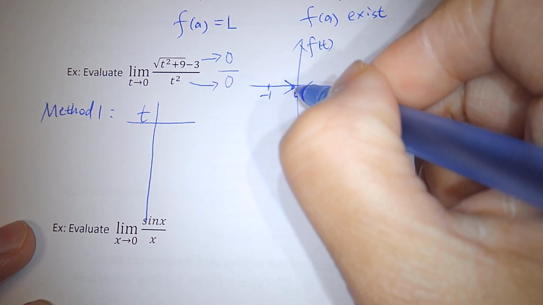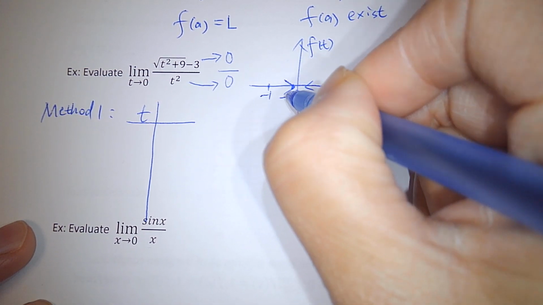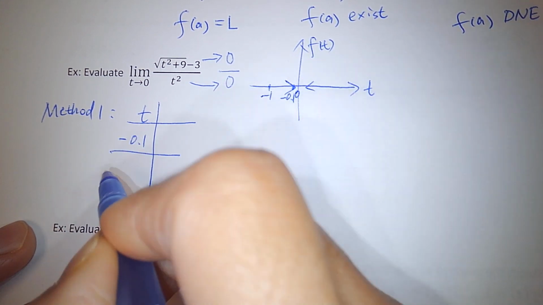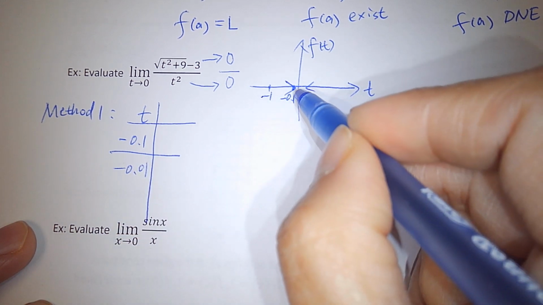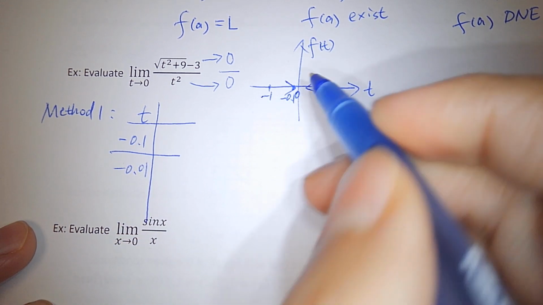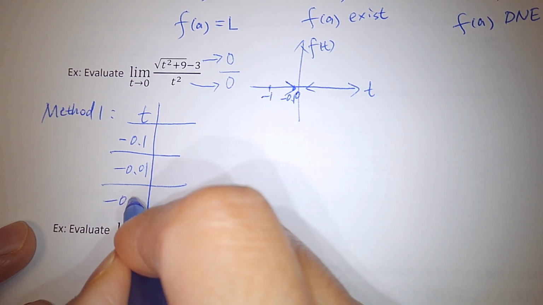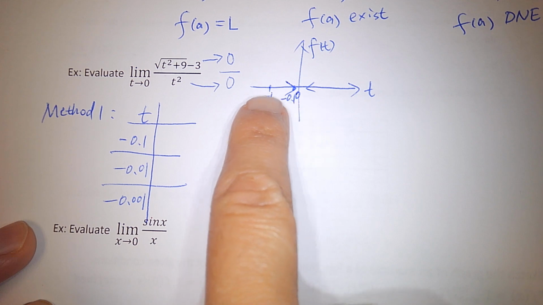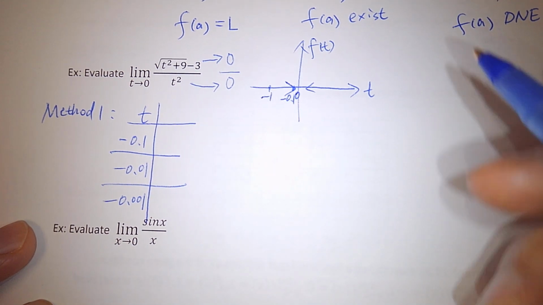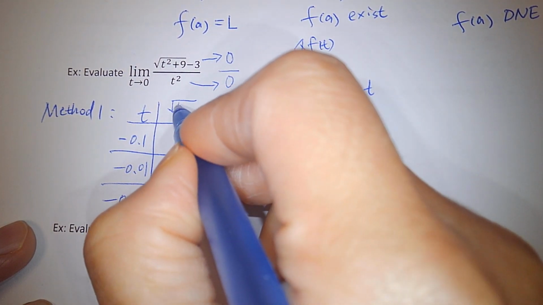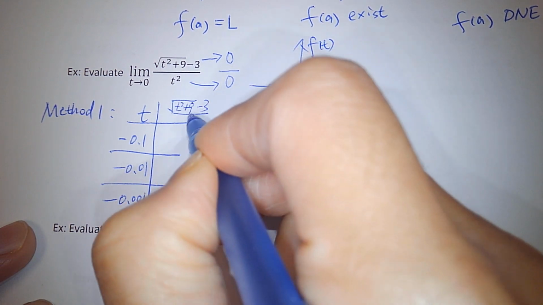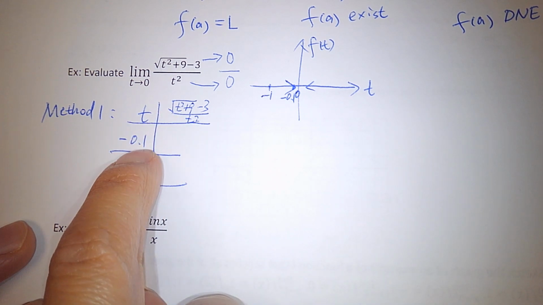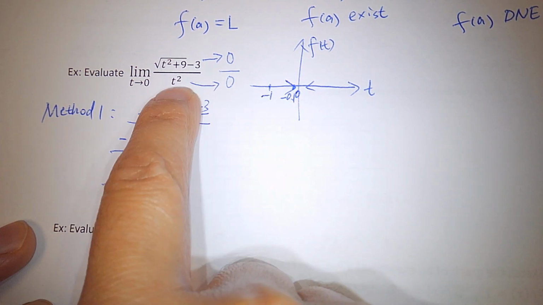So can we choose a closer one like negative 0.1? And then negative 0.01 will be even closer to 0, right? Or we can choose negative 0.001. So these values are getting to 0 from the left. Do you see that? And then use your calculator, guys. Plug in when t equals negative 0.1 and compute this result, okay?